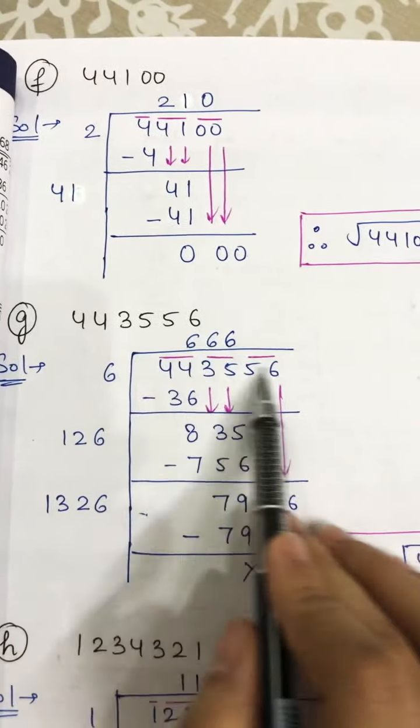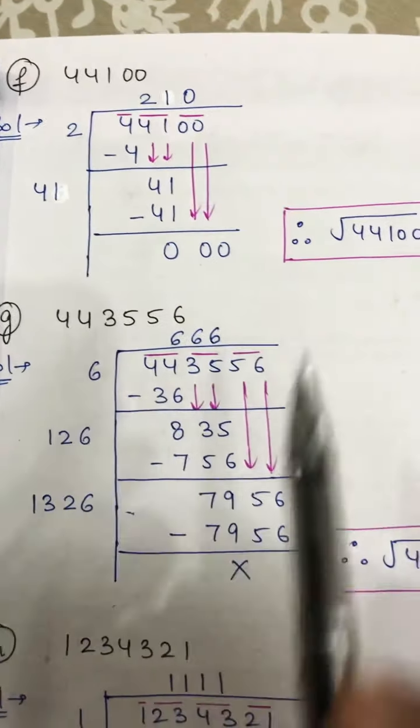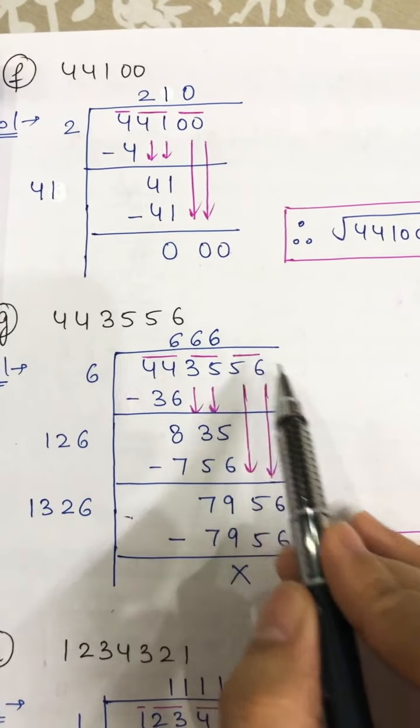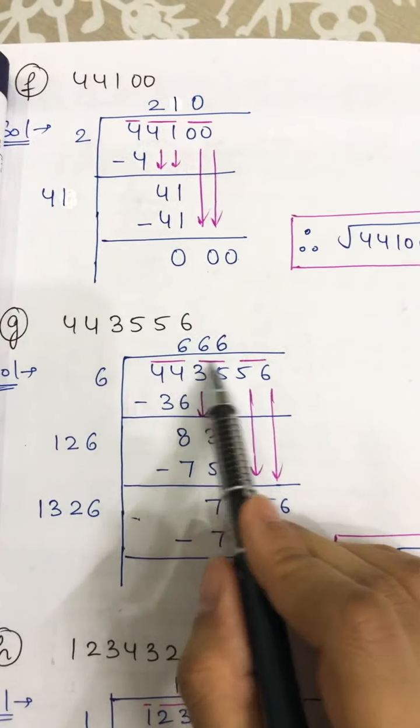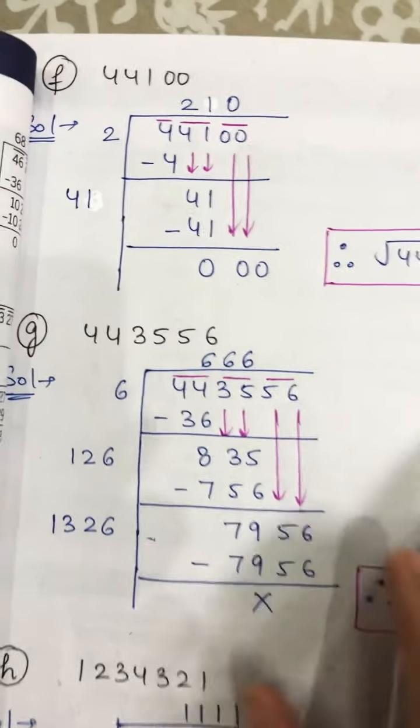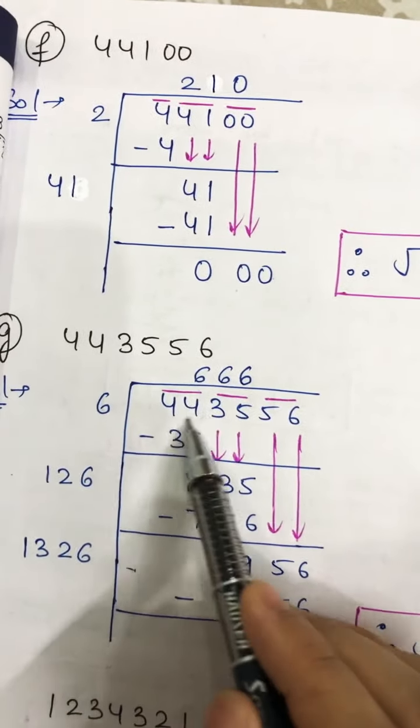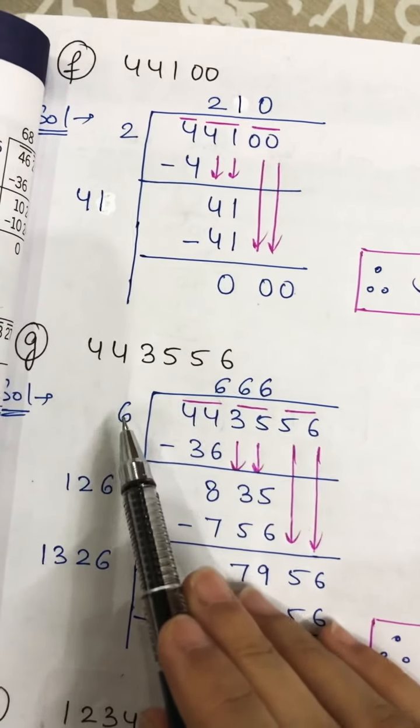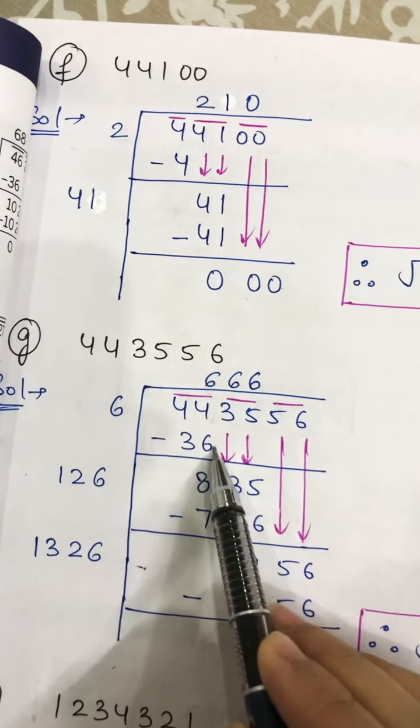Now write down the question. In this way, start making pairs from the last digit: 1 pair, 2 pair, 3 pair. Now check it out. This will go on which number? It will go on 6, 6 sixes are 36.